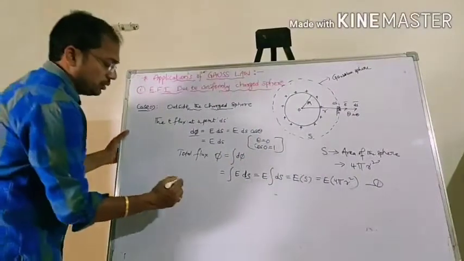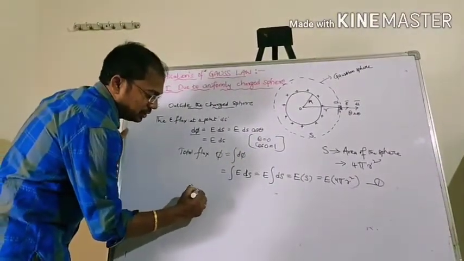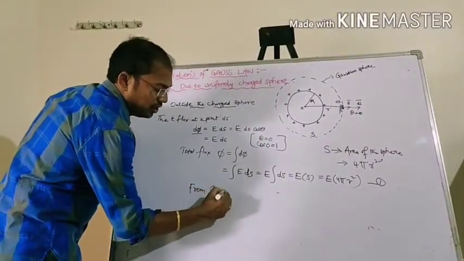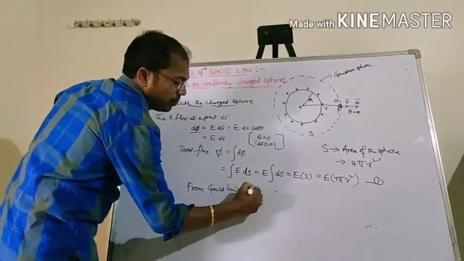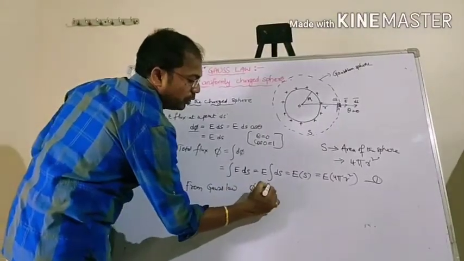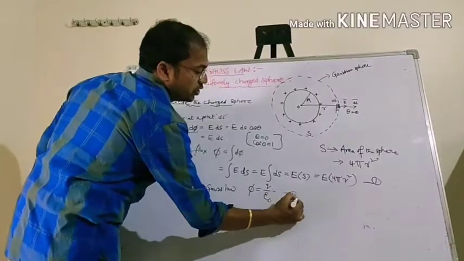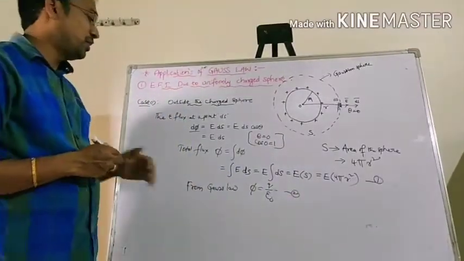Now from Gauss law, we know the formula: φ is equal to q by epsilon naught. This is equation 2. We know the formula of Gauss law.